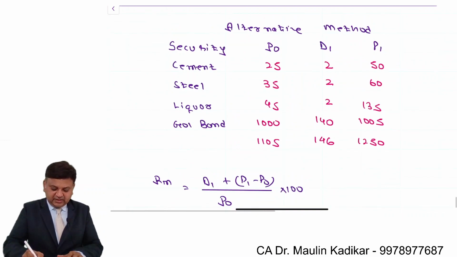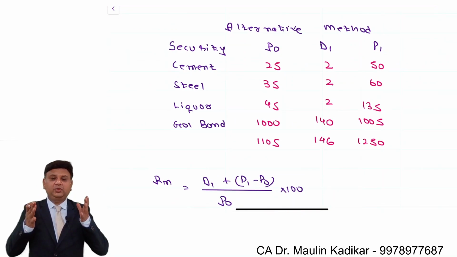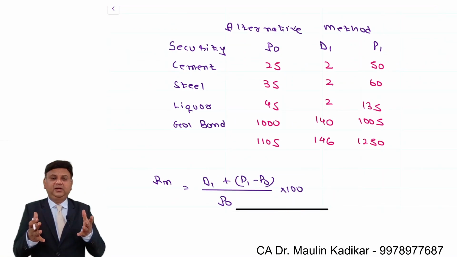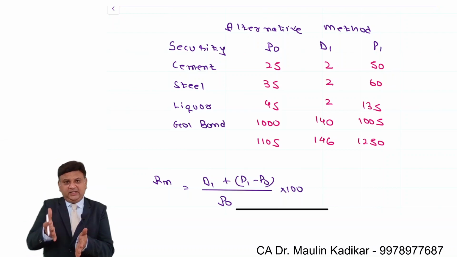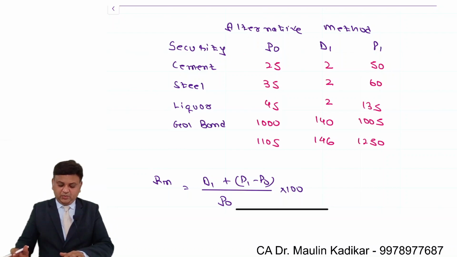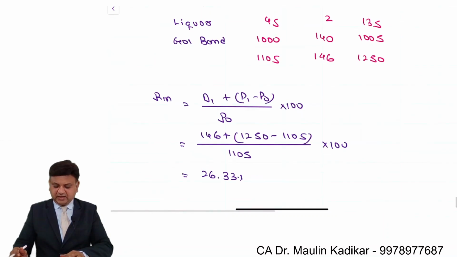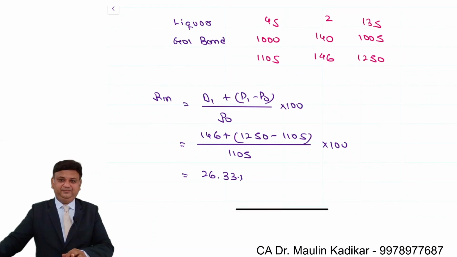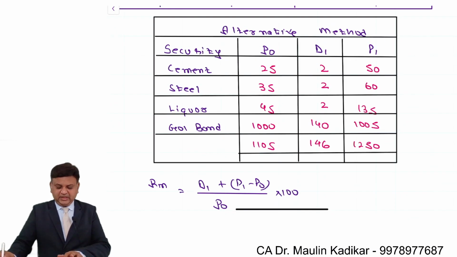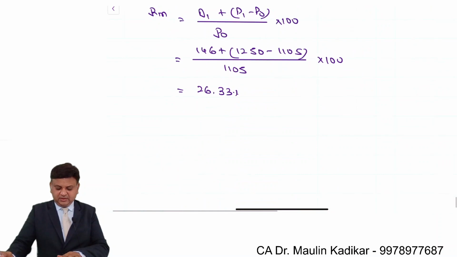So the alternative method works in this way. Let's say you compute in total what was the market at the beginning of the period, at the end of the period, and in total what is the dividend that the market has given. With that, we can make the computation of RM. In examination, we can follow either of the methods.